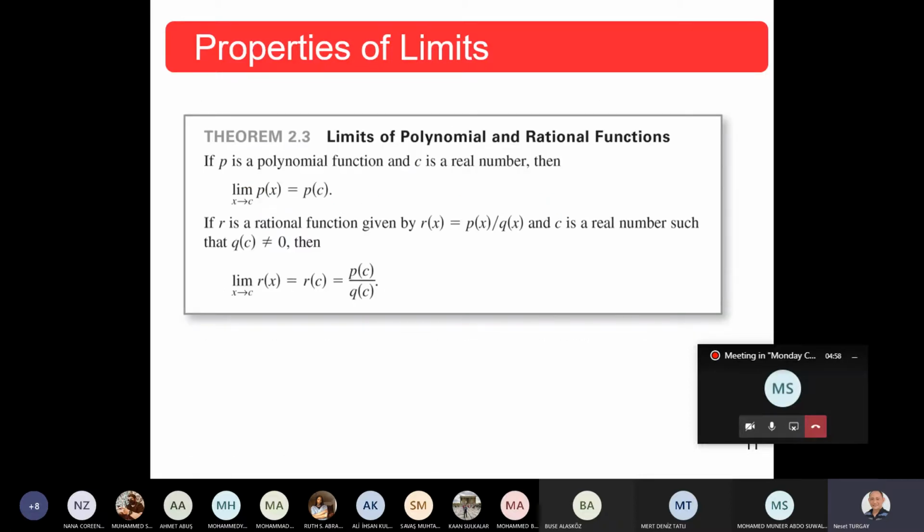Okay, so this is in general how the rules work. If p is a polynomial function and c is a real number, then the limit of p of x when x goes to c is equal to p of c. If r is a rational function given by r of x equals p of x over q of x, and c is a real number such that q of c is not equal to 0, then the limit of r of x as x goes to c is equal to r of c, which is p of c over q of c.